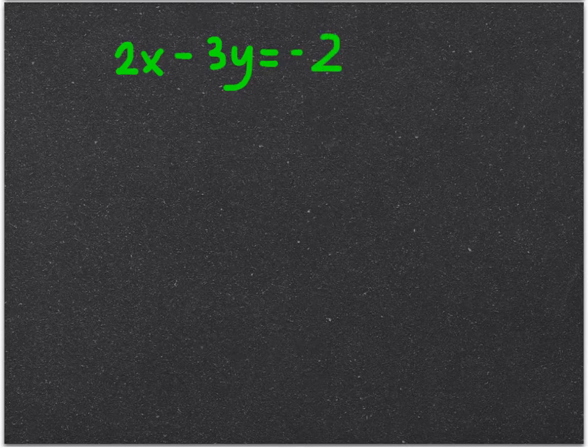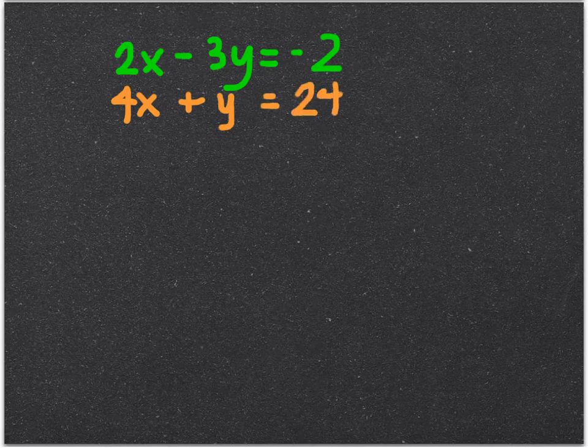So now let's challenge you guys a little bit more. Alright, so let's take a look at this one. We're going to have 2x minus 3y equals negative 2. And my second one is going to be 4x plus y equals 24. This one's more complicated looking, of course. Both of the equations are in standard form. Makes it a little bit more messy.